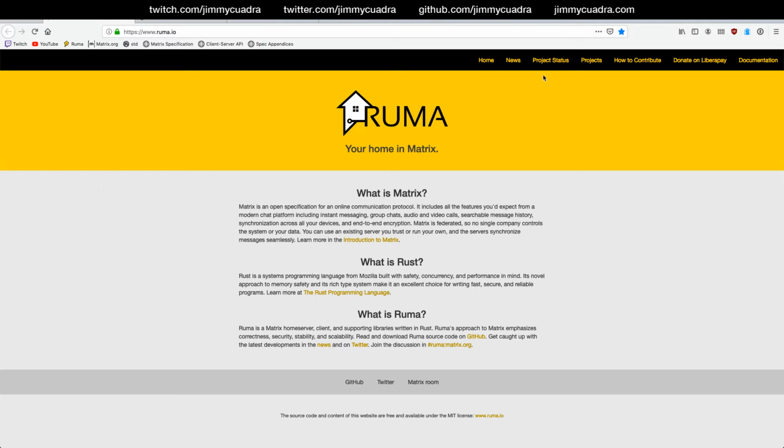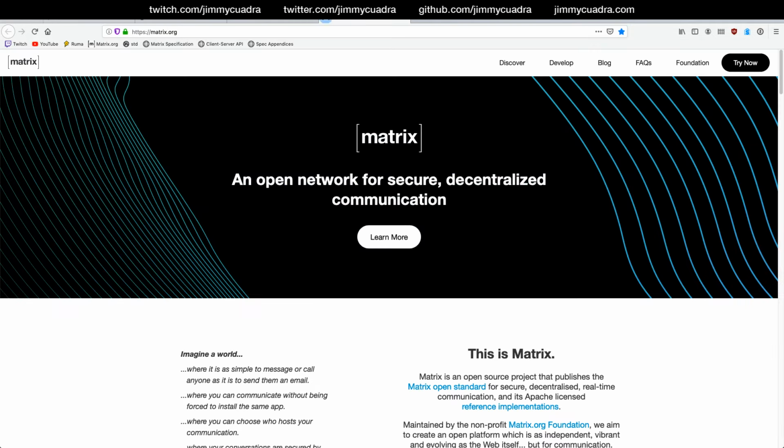And then Ruma, I'm not going to go into this in a lot of detail, but check out matrix.org for a little bit of detail about what Matrix is. It's sort of like a thing for real-time communications, like chat and video, text chat, video chat, instant messaging, group chat. It's a protocol that lets you do all that stuff with a server and a client that are both open protocols.